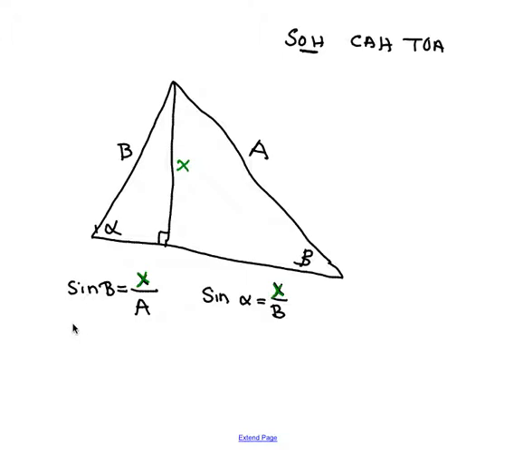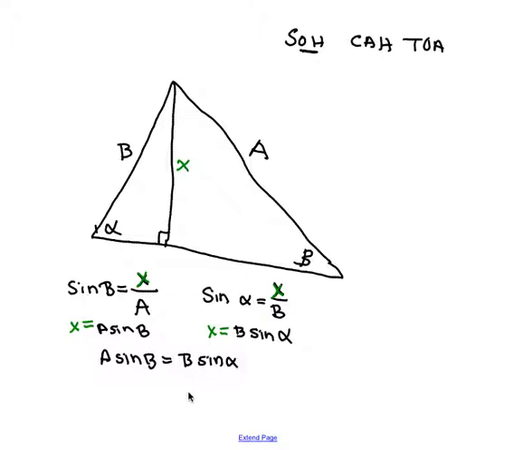Now I can solve for X on this equation. I get X equals, and I get X equals here. If I multiply this side of the equation by A, I get A sine of B. If I multiply this side of the equation by B, I get B sine of alpha. Since X equals this value and X equals this value, A times the sine of B is equal to B times the sine of alpha.